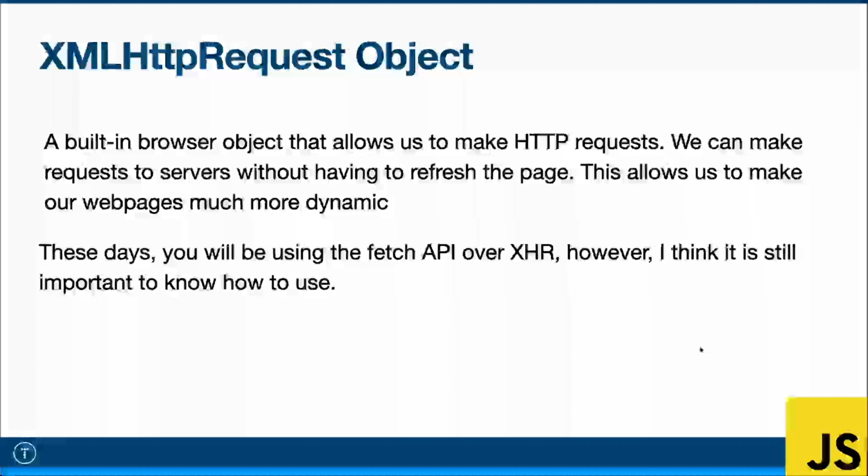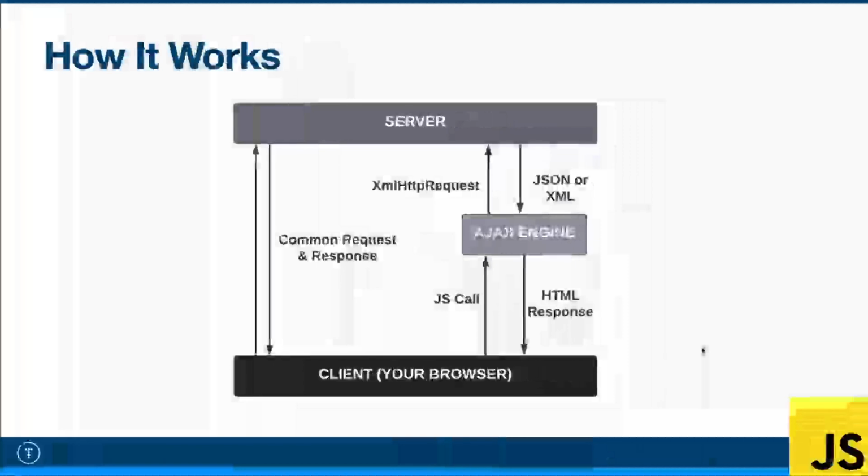Just to show you how this works real quick before we get into it, when we go to a web page and we make a request and get a response, it looks like this. Our client or our browser makes a request, the server gives us a response. When we're dealing with AJAX or even the Fetch API, we make that request from our code behind the scenes, so we don't have to refresh.